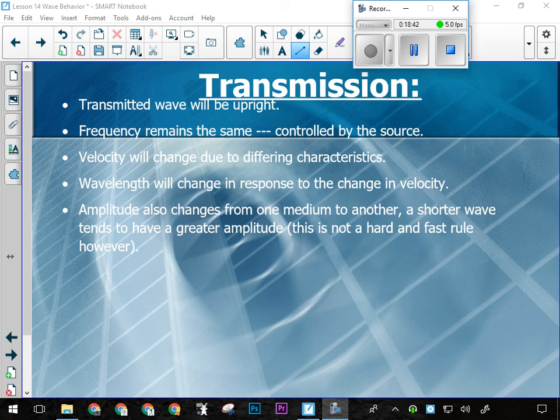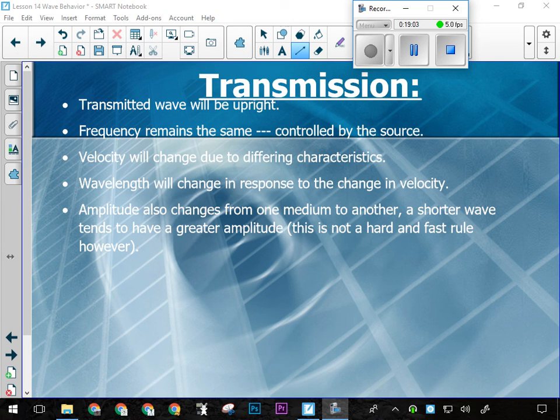When waves are transmitted, lots of things can change about them. We already said their speed can change, their wavelength can change, their direction can change. When their direction changes, we call that refraction. Transmitted waves are always upright. So if I had a pulse coming in that was up, the transmitted wave will be up. The transmitted wave can never be different than the incident wave.